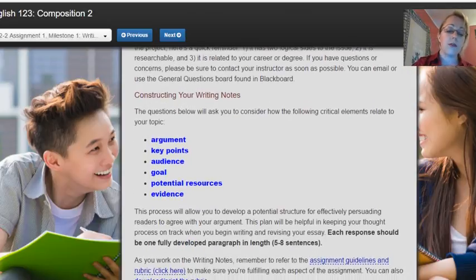As we're constructing our writing notes, we want to be considering our argument. What's the point of this persuasive paper that we're working on? What are we trying to persuade our audience of? So we want to focus on our argument. We also want to think about key points that we're going to use from our resources, from our research to support our key points as well.